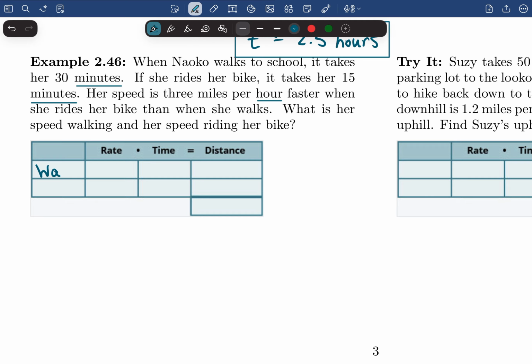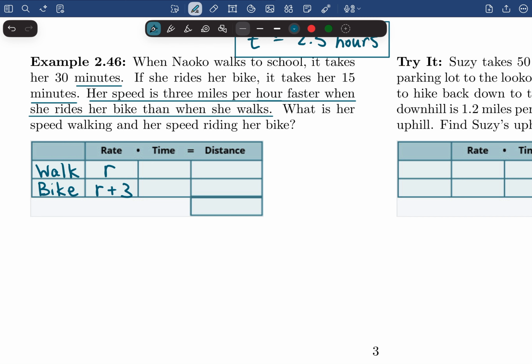So we're talking about walking to school versus biking to school, and we don't know the rate. But we know a comparison of the two rates. When she's riding her bike, she goes 3 miles per hour faster than when she walks. So I could say walking is the rate r. That's what I don't know. I don't know how fast she's walking. But I do know that biking would be r plus 3, because she'd be going 3 miles per hour faster than her walking speed. Now, I do know the times.